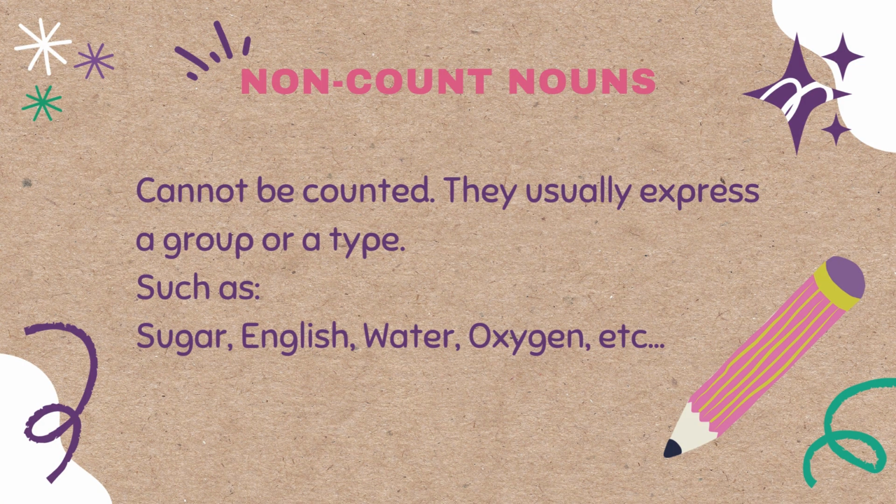Non-count nouns. Non-count nouns cannot be counted. They usually express a group or a type such as sugar, English, water, oxygen, etc. Here we cannot count sugar. It is a lot. Same for water and oxygen. These are not objects that we can count.